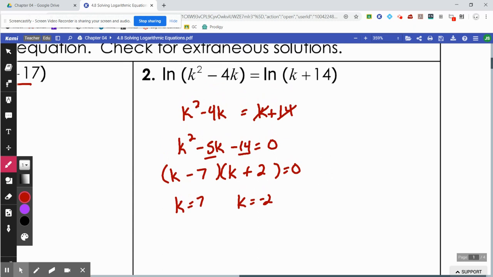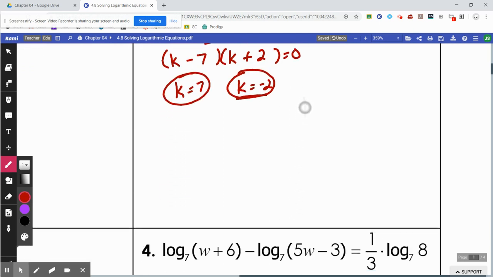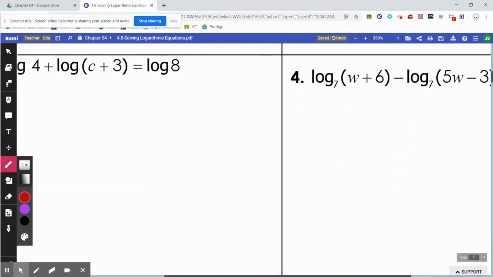Now, I said we couldn't take the log of a negative. However, k is negative 2. If you were to plug that in, negative 2 squared would be 4, minus 4 times negative 2 would be plus 8. 4 plus 8 is 12. That's fine. Negative 2 plus 14 here is 12. It's fine. So even though the k is a negative, when you plug it in, the argument is positive. So both of those are fine. When you plug in 7, you get 49 minus 28, which is 21. Same thing here. Both of those terms are fine. Just make sure you don't get a negative or 0 when you plug it in.